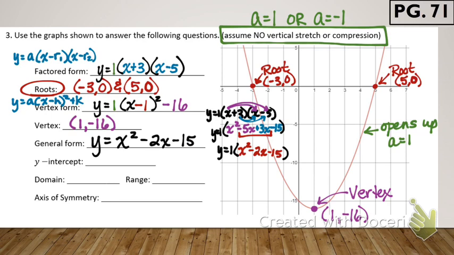Where's our y-intercept at? 0, negative 15. Where's the axis of symmetry? Nope, x equals 1. What's my domain? Negative infinity to positive infinity. What about my range? What's the lowest this graph ever goes? Negative 16. Does it have a highest point? How do I explain that?